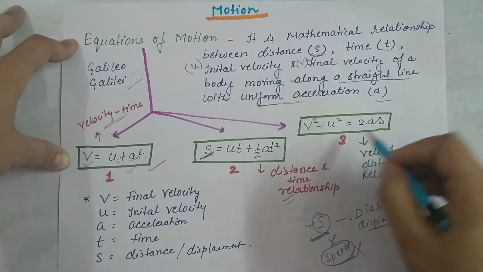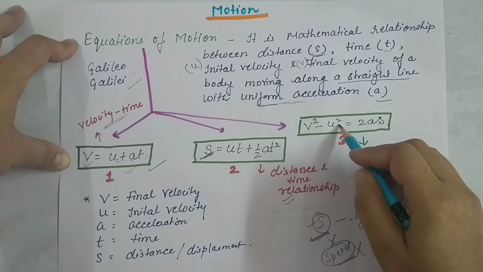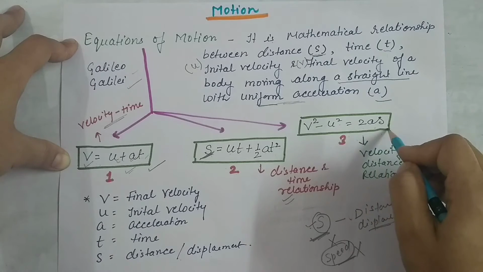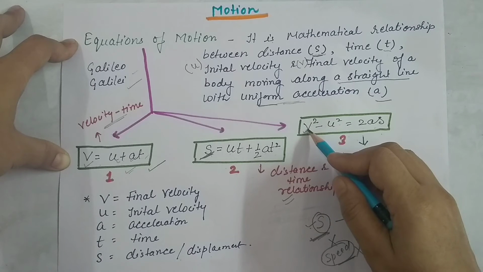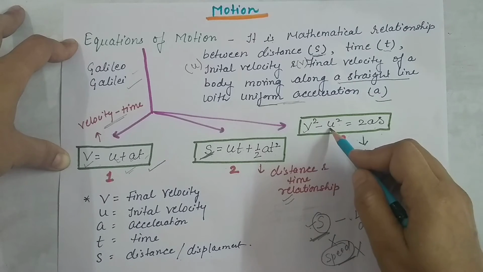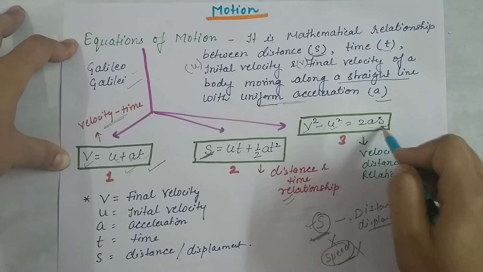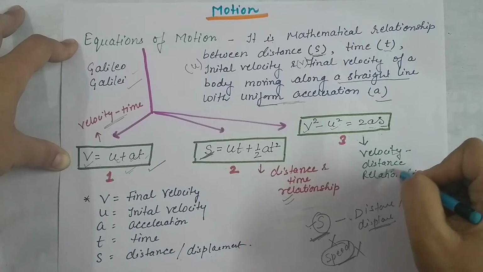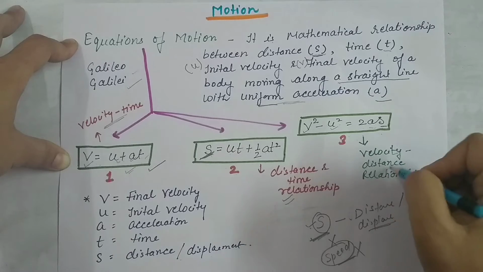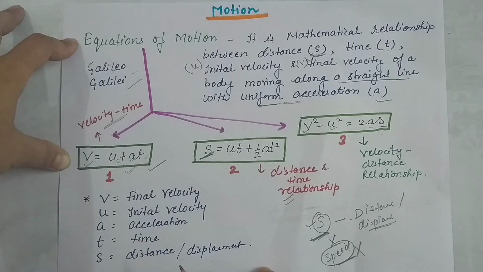The third equation is v square minus u square is equal to 2as. You already know that v is the final velocity, u is the initial velocity, a is acceleration, and s is distance, not speed. So here we establish the velocity-distance relationship. These are the three very important equations of motion, and they will help you solve numericals.